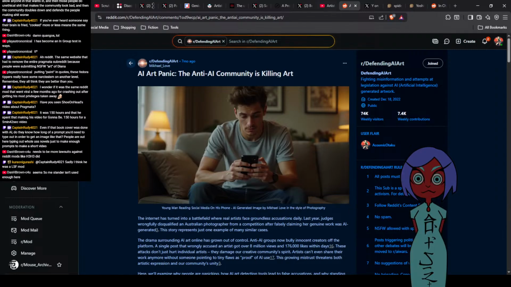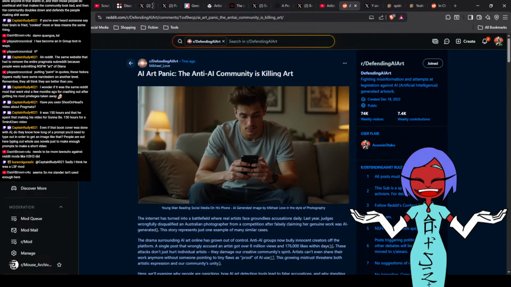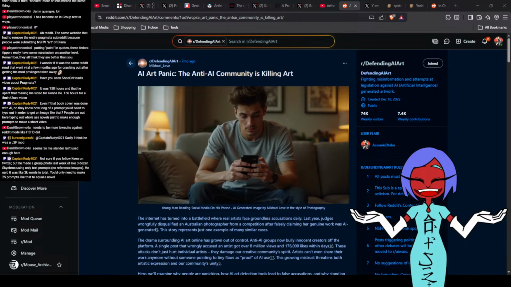So, now we get into r/defending AI art. I know, I was just talking shit about Reddit, but r/AI art actually does have some useful stuff in it, including documentation of examples of actual anti-AI terrorism, such as people shooting up places specifically because they are hosting AI data centers, which the news has not exactly been reporting on.